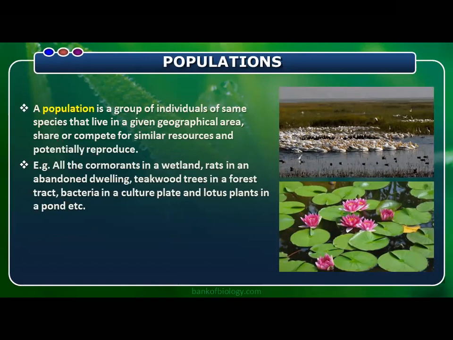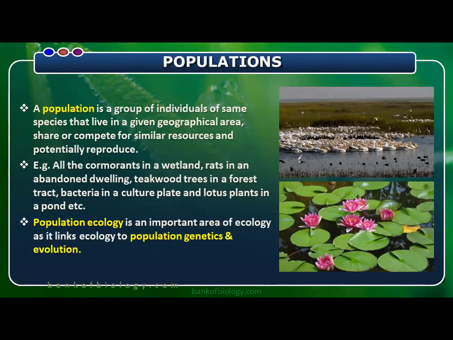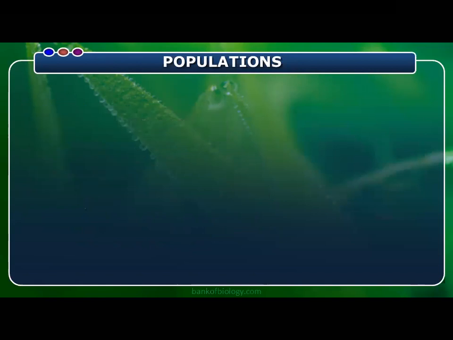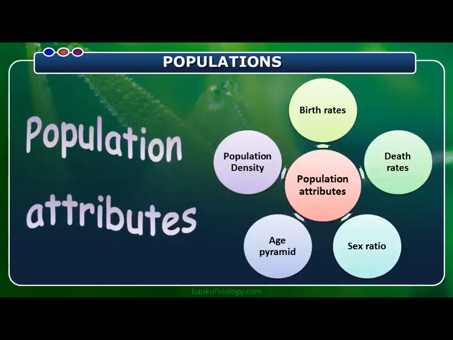Examples: all the cormorants in a wetland, rats in an abandoned dwelling, teakwood trees in a forest tract, bacteria in a culture plate, lotus plants in a pond, humans in a city. Population ecology is an important area of ecology as it links ecology to population genetics and evolution. Be careful here. We have more questions from this particular area in the NEET examination, but it is very simple when you understand.